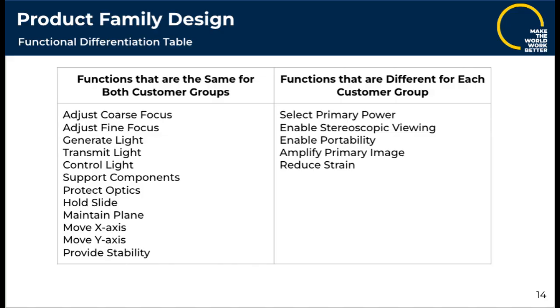Moving into product family design, this is our functional differentiation table. As you can see, most of our functions are the same for both customer groups, and we have 5 that are different. Select primary power, enable stereoscopic viewing, amplify primary image, and reduce strain are all functions that are more relevant to our primary customer group, whereas enable portability is more relevant to our secondary customer group.